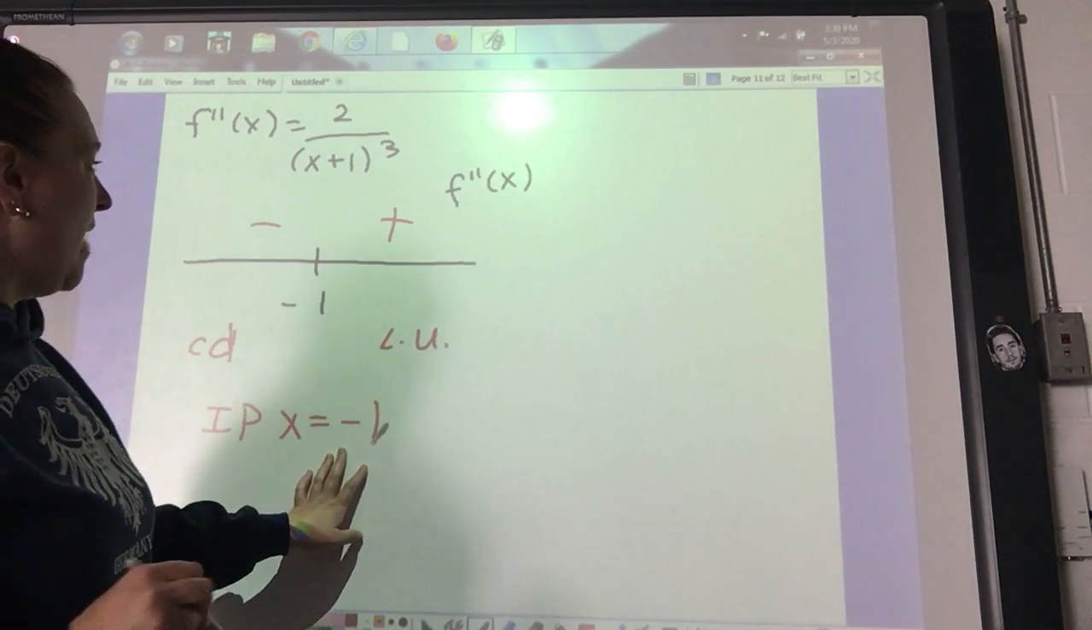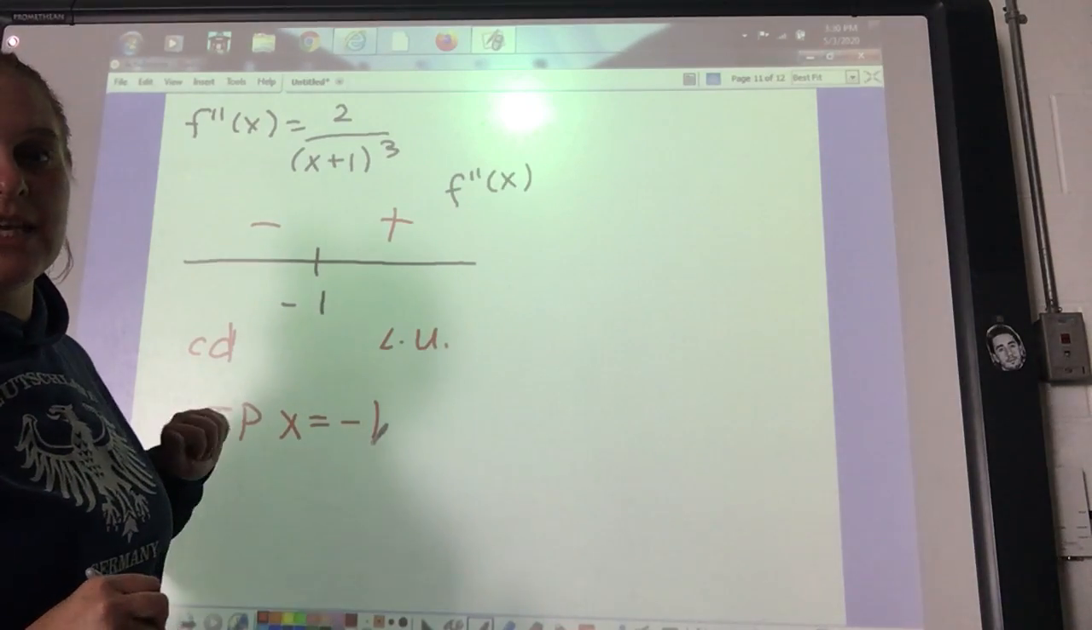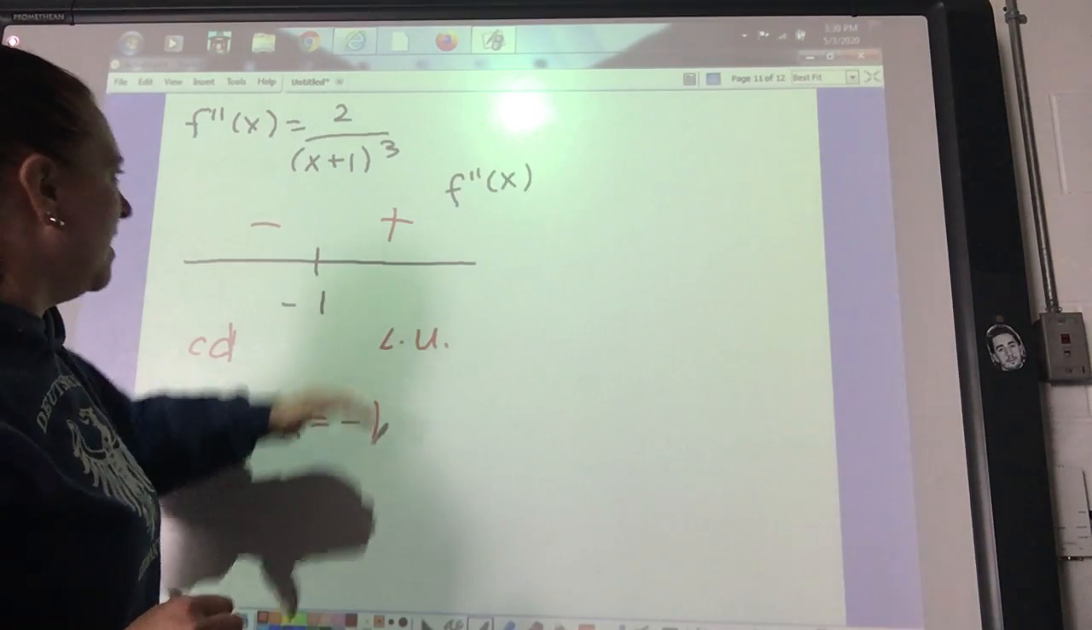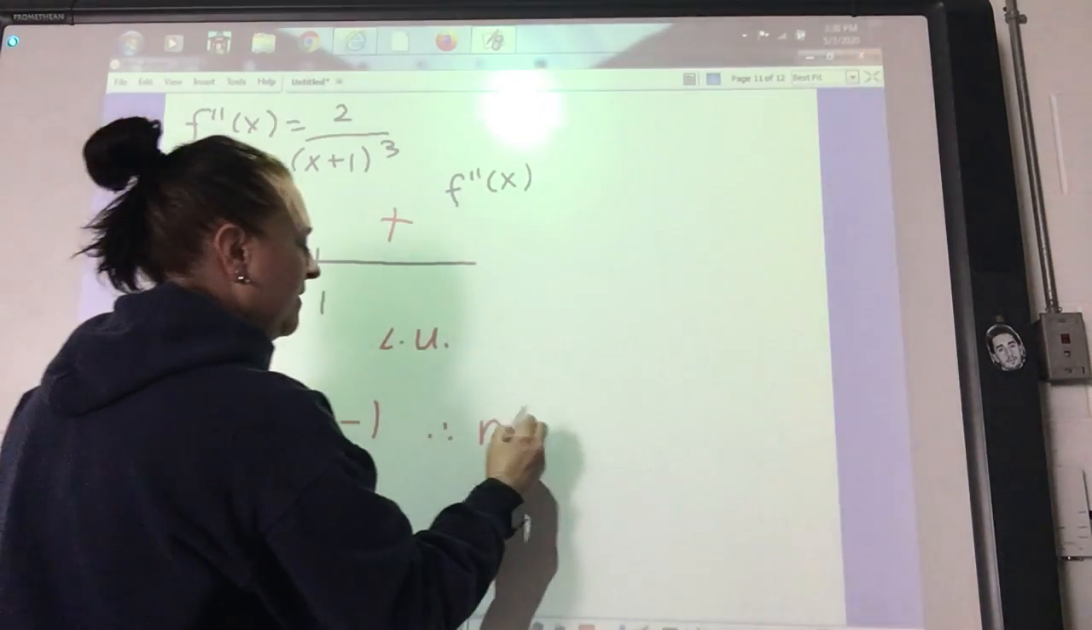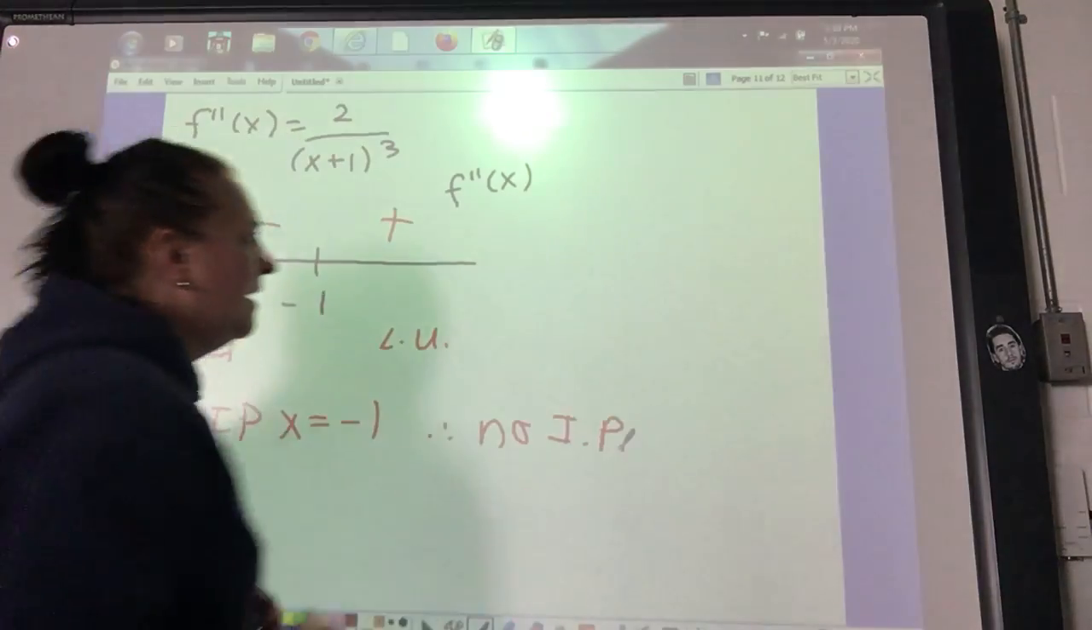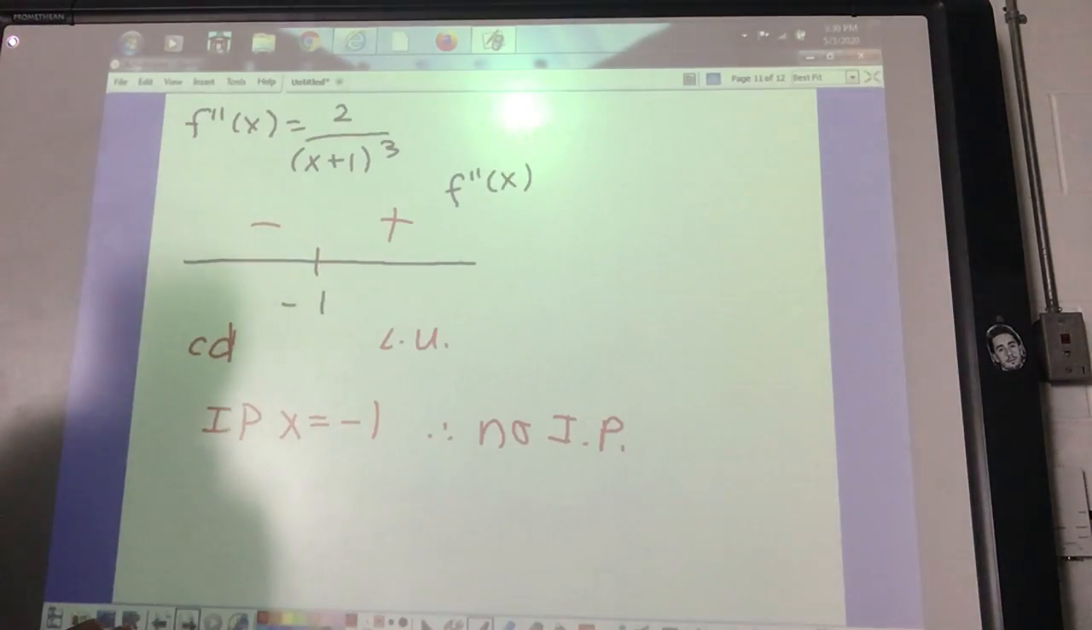Or do we? We actually do not. Remember, we said those would be our candidates, but you have to look. -1 is not defined in the original, so we have no inflection point. Okay, we are ready to put all the pieces together.